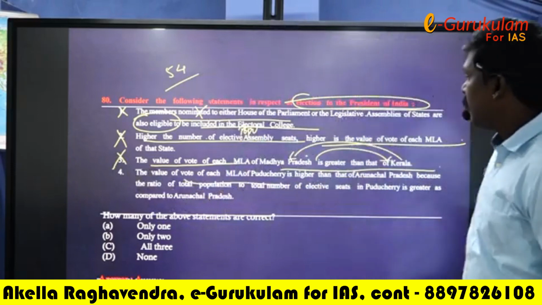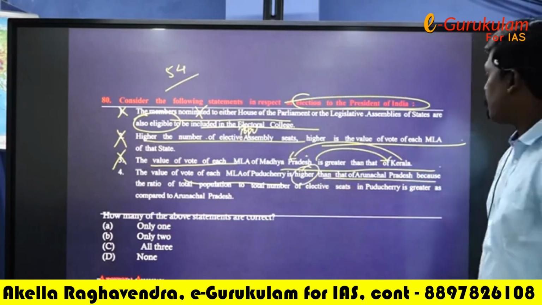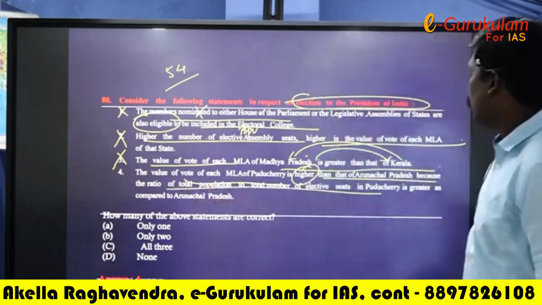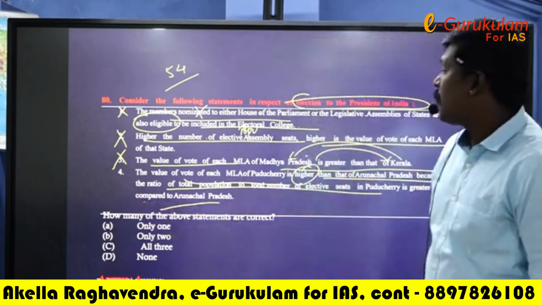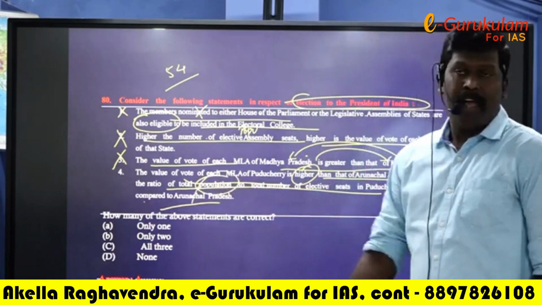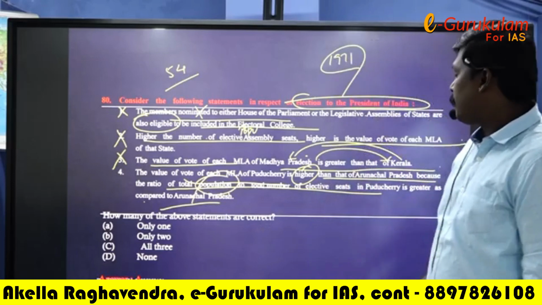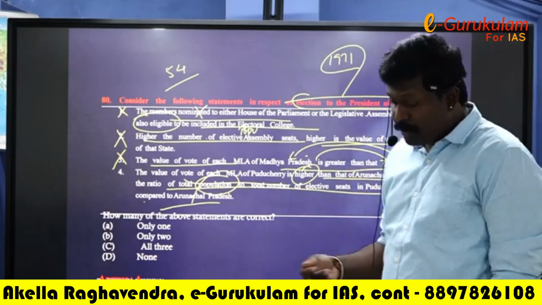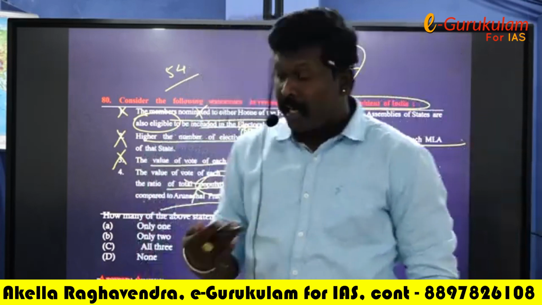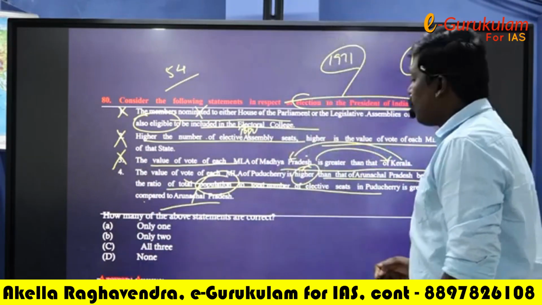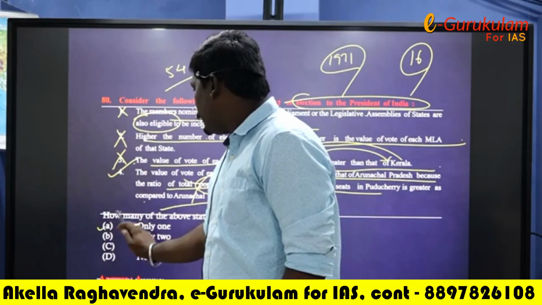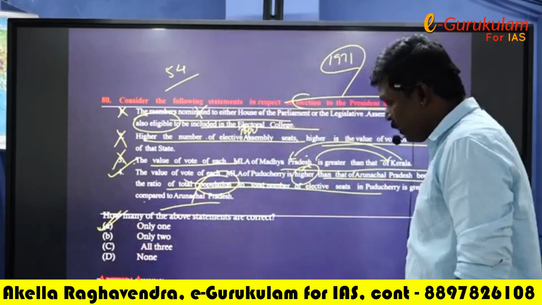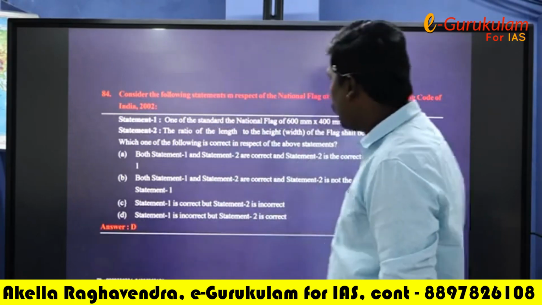The value of the vote of each MLA of Pondicherry is higher than Arunachal Pradesh because the ratio of the population to the total number of elective seats in Pondicherry is greater compared to Arunachal Pradesh. Actually, see, because he has given population, as per the 1971 census, Pondicherry has more population, by up to 4 lakhs, than Arunachal Pradesh. The MLA vote value of a Pondicherry MLA is 16, whereas Arunachal Pradesh is around 8. So this statement is absolutely correct. So only one is correct. The answer is A. Next question.